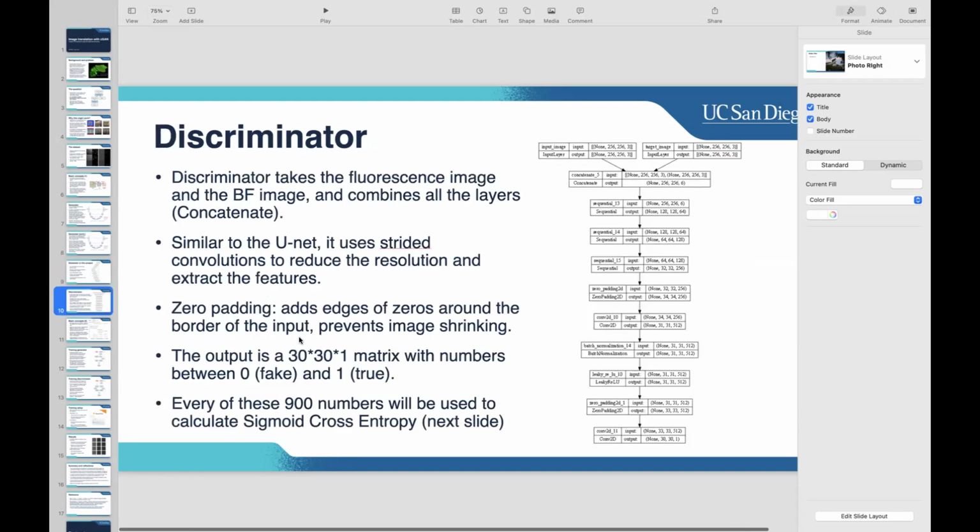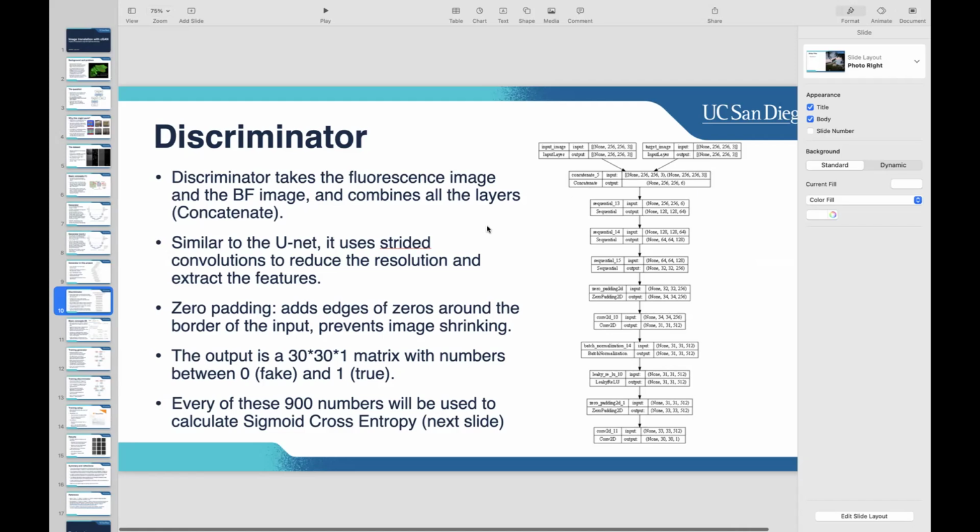Okay. So this is my discriminator. Basically it takes the fluorescence image and the bright field image. The input here is the bright field image. The target image is the fluorescence image, and they combine all layers together, basically by this concatenate step.